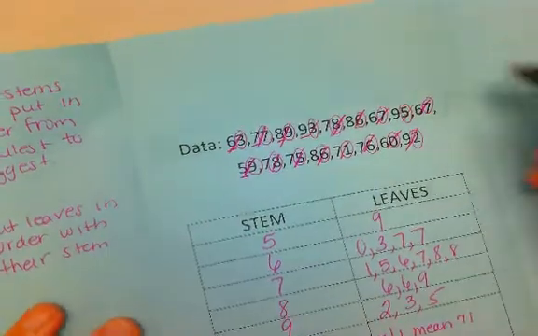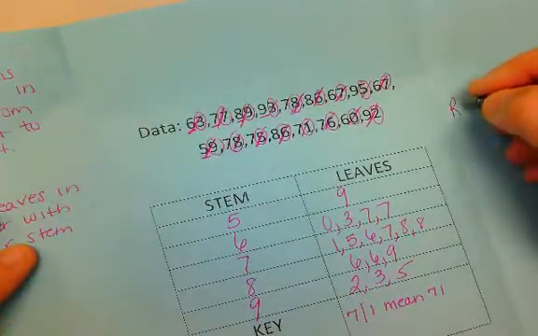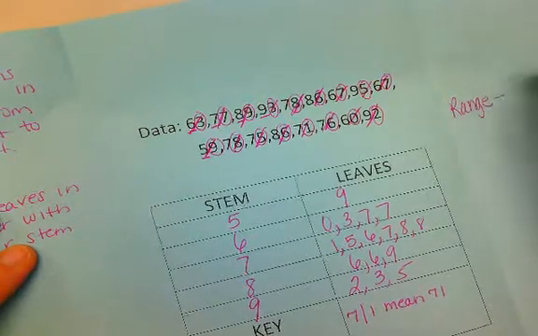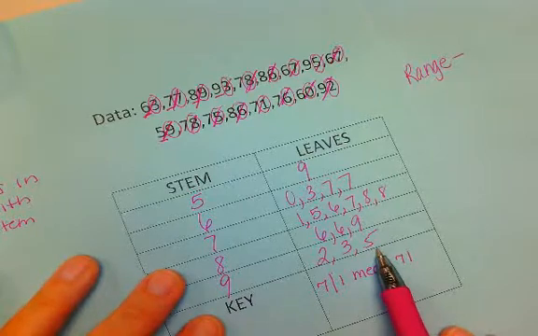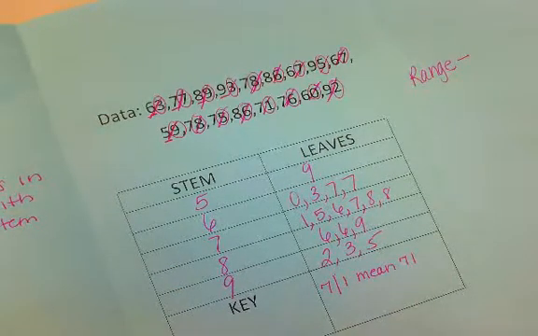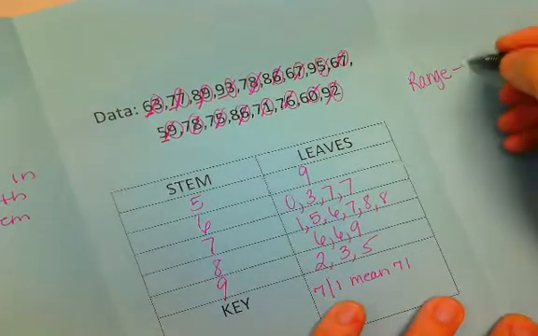Okay? Now, if it were to ask you what the range was, well, you remember our range is highest to lowest. So our highest number is 95. Our lowest number is 59. So we would take 95 and subtract 59, and that would give us 36.